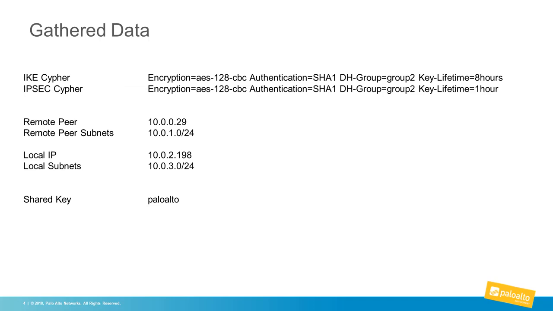The remote peer, the other end of the IKE connection, is going to be 10.0.0.29, and the remote peer subnet that actually lives behind it is 10.0.1.0/24. Our local IP address on our firewall has already been pre-configured. That's where the IKE is going to terminate, and that is 10.0.2.198. And the local subnet behind our local firewall is 10.0.3.0/24. And our pre-shared key is Palo Alto.